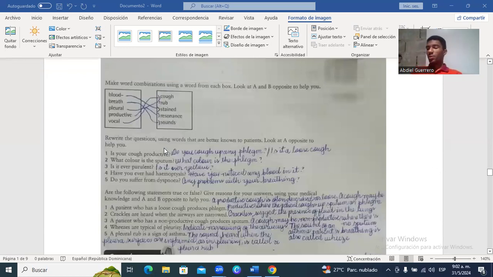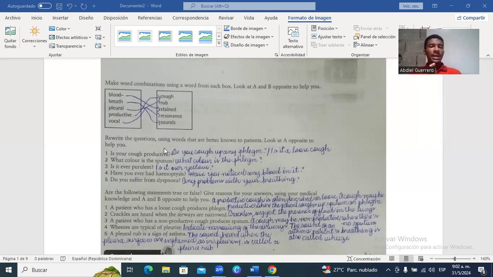Okay, we continue with unit number 30, the respiratory system. Let's begin. Make word combinations using a word from each box. Look at A and B opposite to help you.